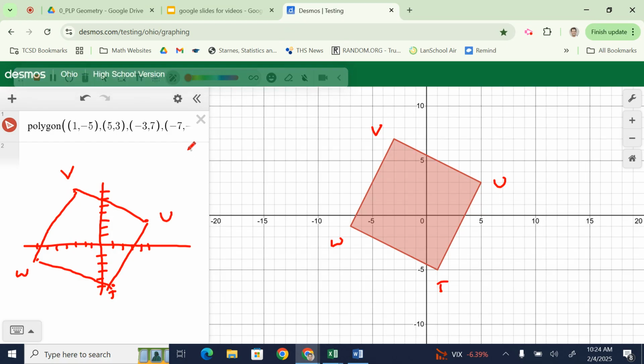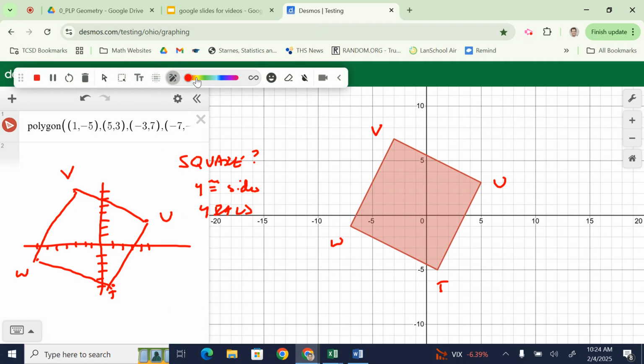Okay, and again, I'm thinking that this is a square. And if I'm thinking it's a square, that means it's going to have 4 congruent sides, and it's going to have 4 right angles. Okay, so what we're going to start off by doing is we're going to find the slopes of all 4 sides. So I'll do this in a different color. Let's change it to dark blue.